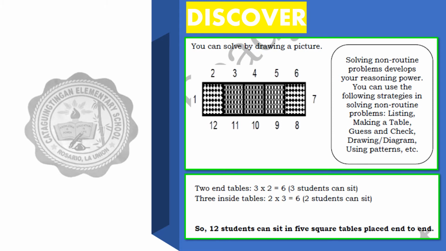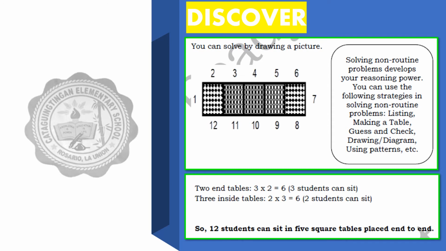Okay, so let us see. So sa first is 3. So 1, 2, 3, 4, 5, 6, 7, 8, 9, 10, 11, 12. Okay. So, ilan lang yung makakaupo? 12 students. 2 end tables, 3 times 2. So, 6. 3 students can sit.